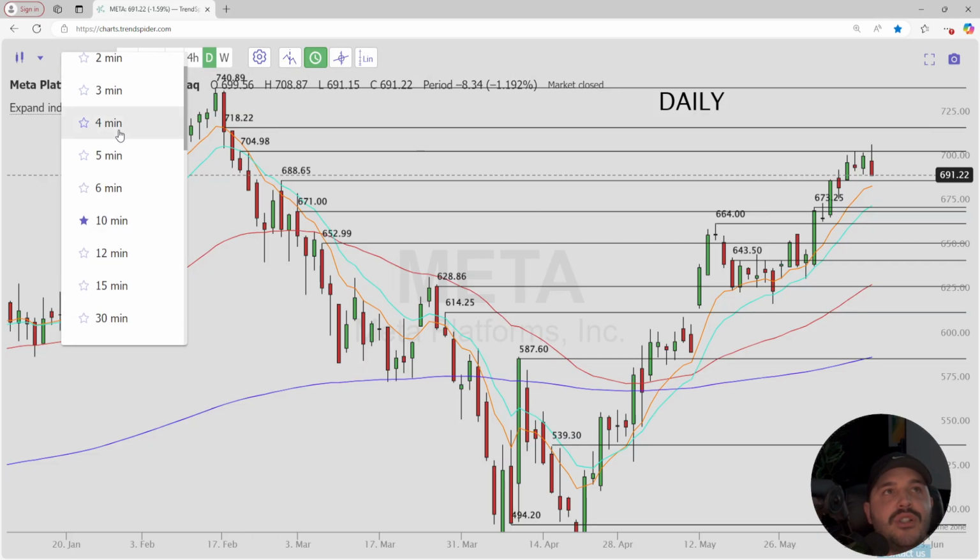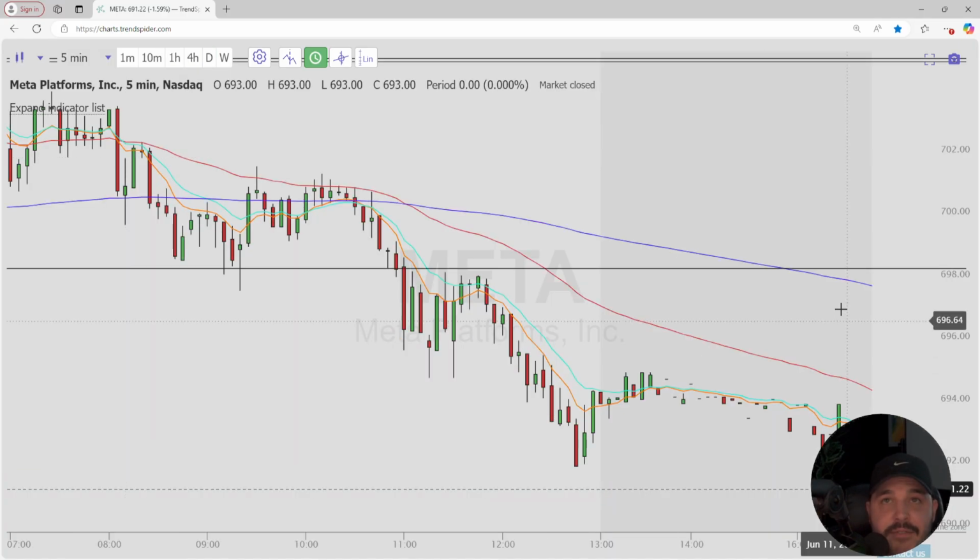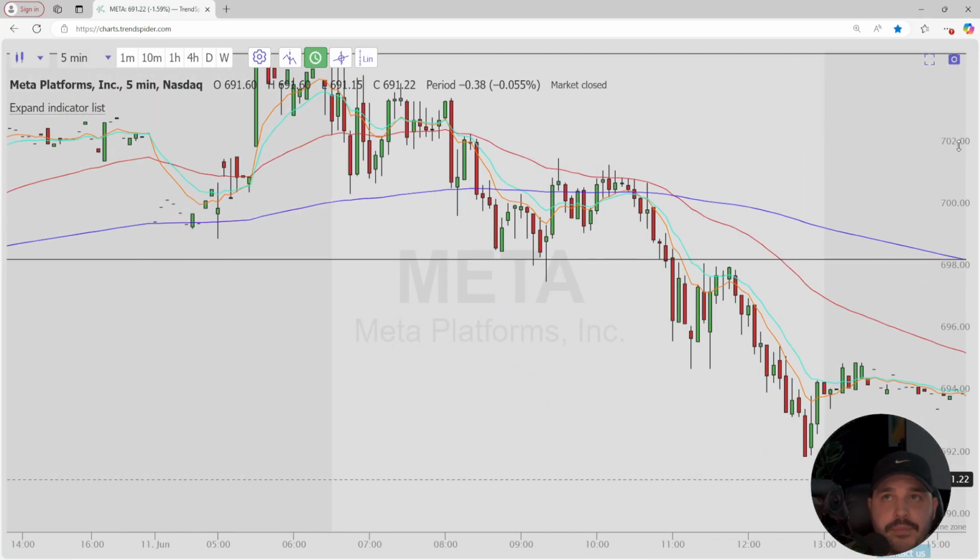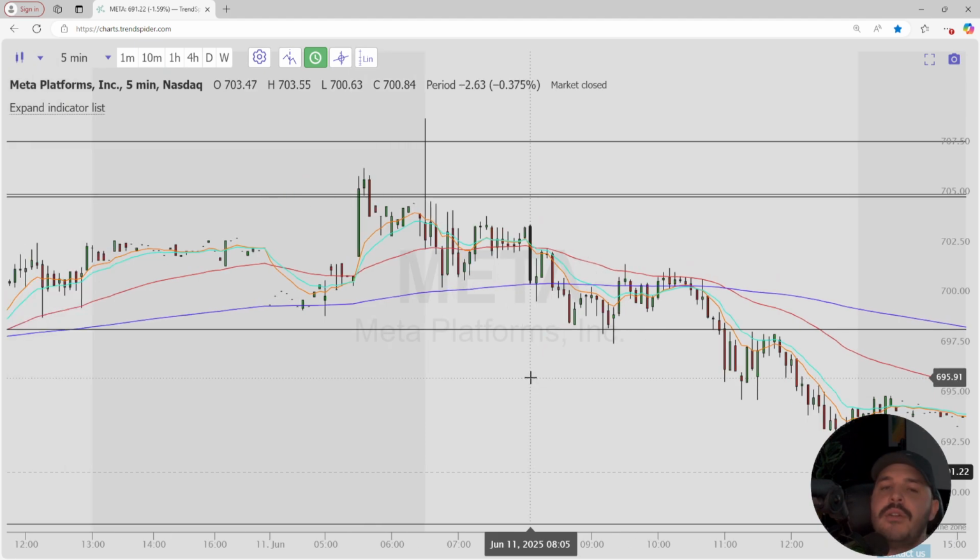Let's go down to the 5-minute time frame. A lot of you hear me say break and hold. What does that mean? Well, we need a full body candle close on the 5-minute time frame to be considered a break and hold. What is a full body candle closure?